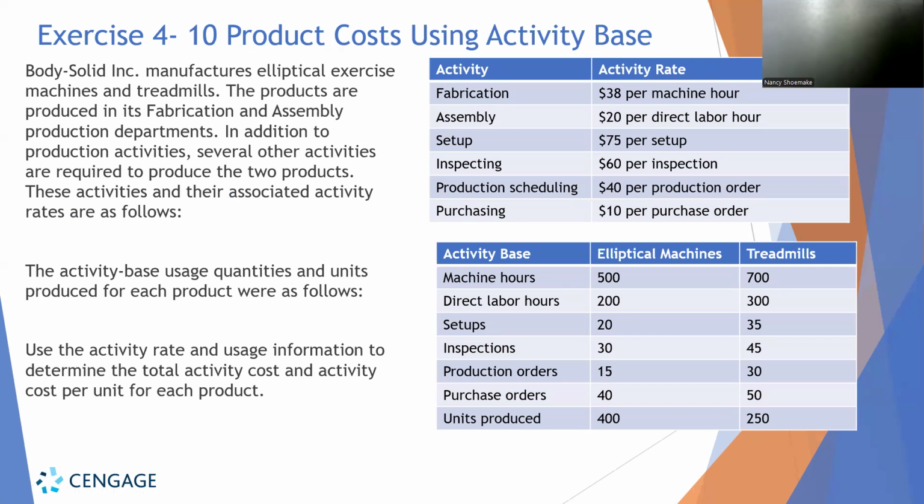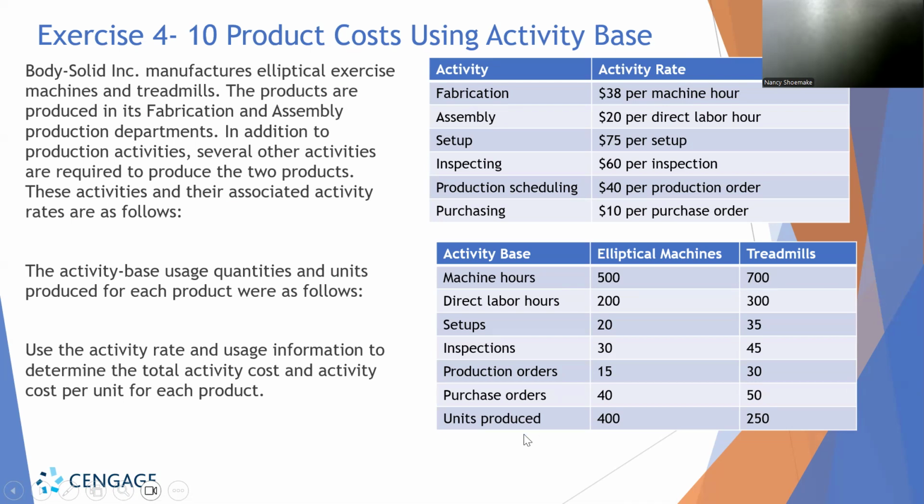Body Solid Inc. manufactures elliptical exercise machines and treadmills. The products are produced in its fabrication and assembly production departments. In addition to production activities, several other activities are required to produce the two products. These activities and their associated activity rates are as follows. The activity base usage quantities and units produced for each product are shown over here. Use this to determine the total activity cost and activity cost per unit for each of the products.